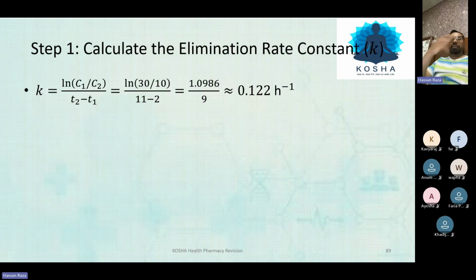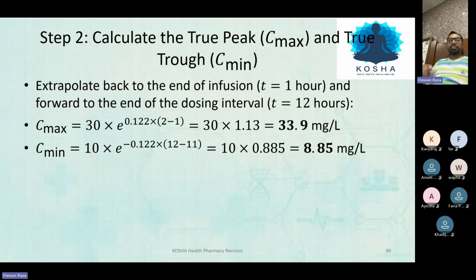So this is the formula of elimination rate constant, and you can see this is the same as first order kinetics as well. The basic difference is we have taken the sample in the elimination phase. The formula is the same. You have to take the natural log of C1 divided by C2, and then write the dose and the time interval. So we have taken it at 11 hours and 2 hours, so we will write it over here, and then we will calculate the maximum and minimum concentration.